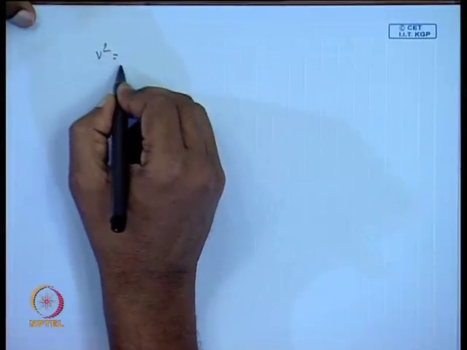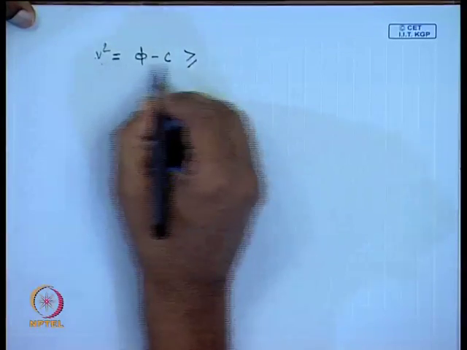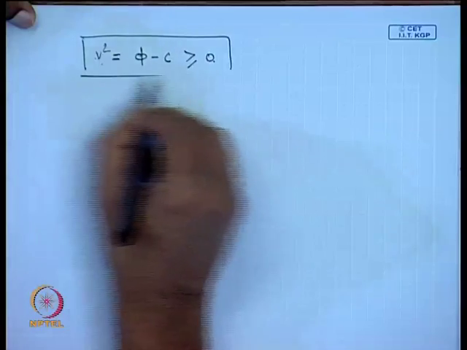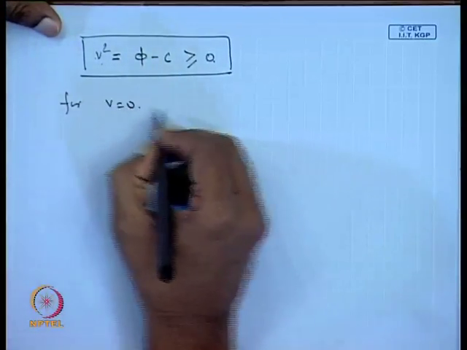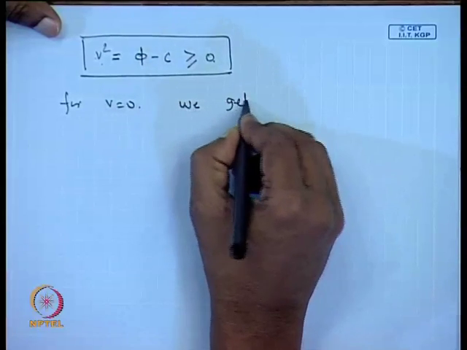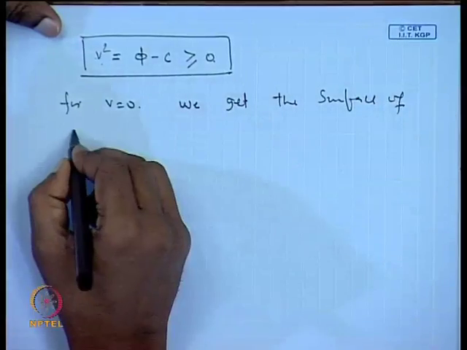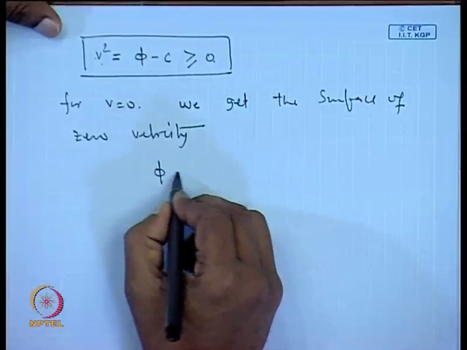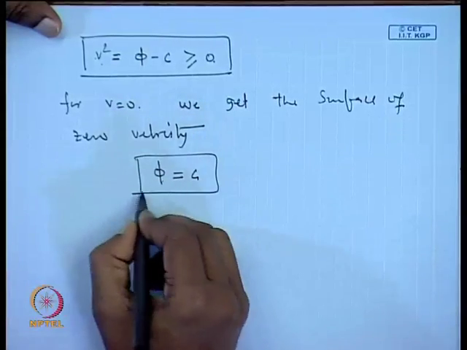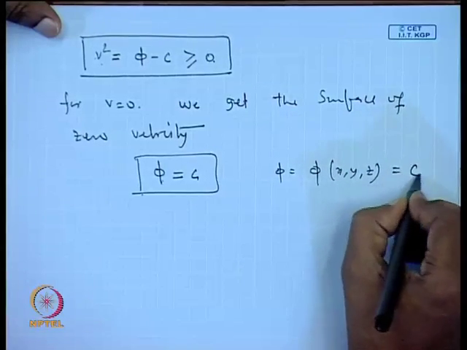Okay. Now, we know that V square, previously we have written, is equal to phi minus C, and V square is a positive quantity. So, it cannot be negative. So, this inequality must be satisfied. So, for V equal to 0, we get the surface of 0 velocity, and this surface is described by phi x y z equal to C.